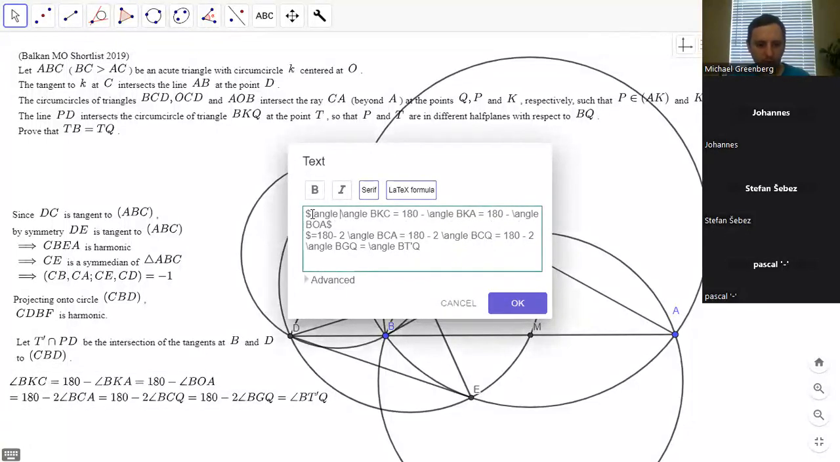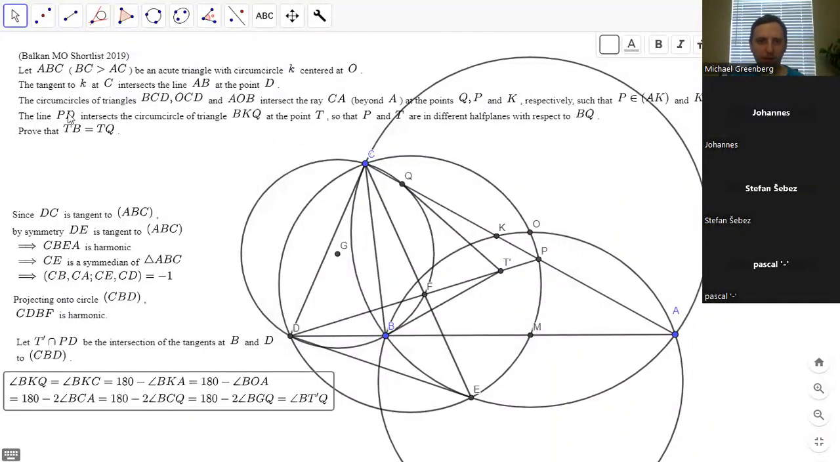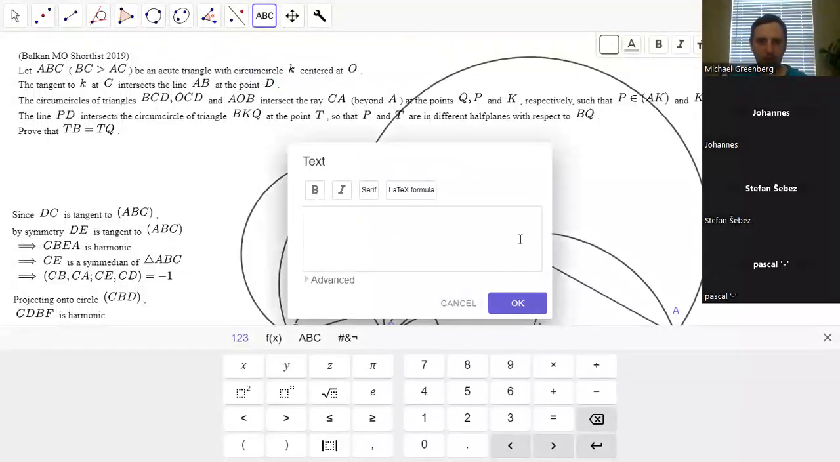So I'll do it like this. So that means that B, so I see you put in the chat. I'm going to look at it in just a second. So BT prime KQ is cyclic, and that implies T prime equals T.